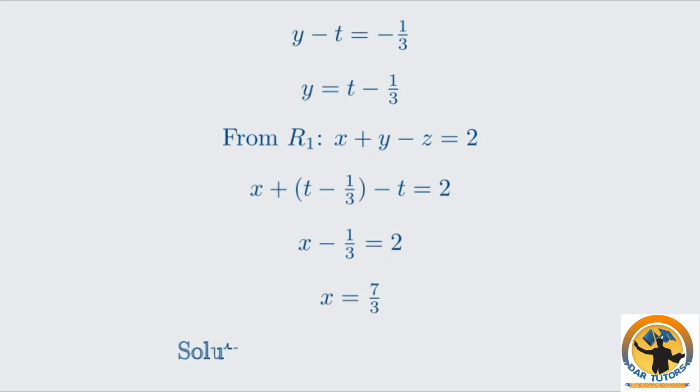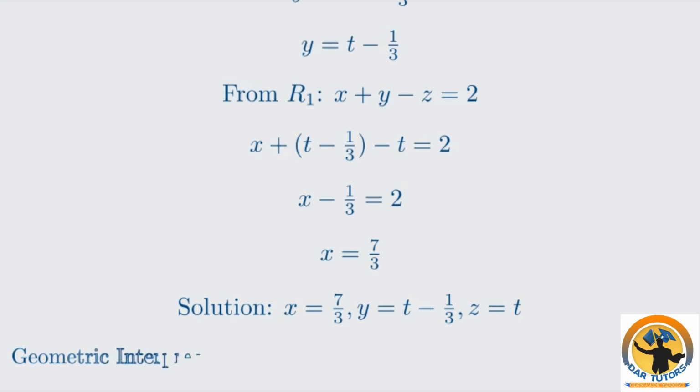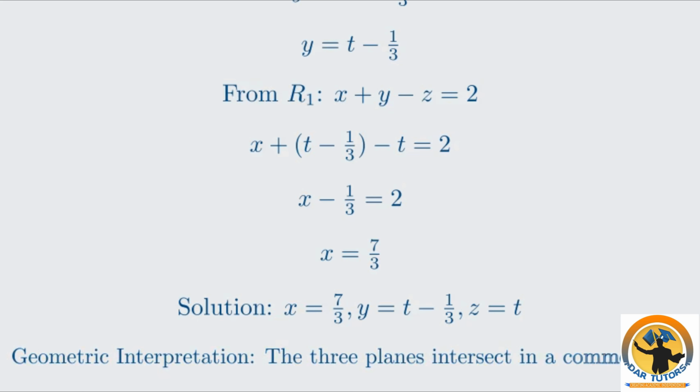So the solution is x equals 7/3, y equals t minus 1/3, and z equals t, where t is any real number. This is the parametric equation of a line. Geometrically, the three planes intersect in this common line. This is case 7.